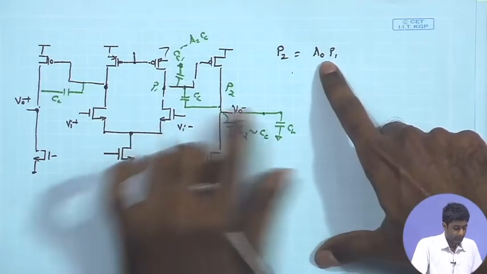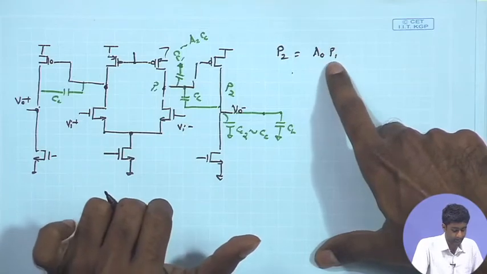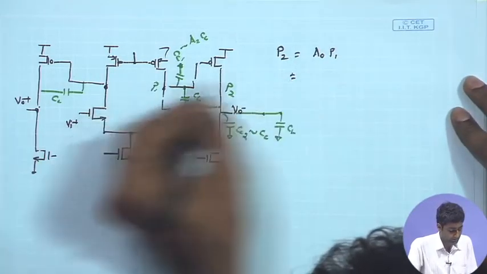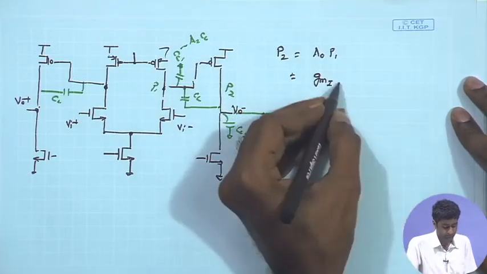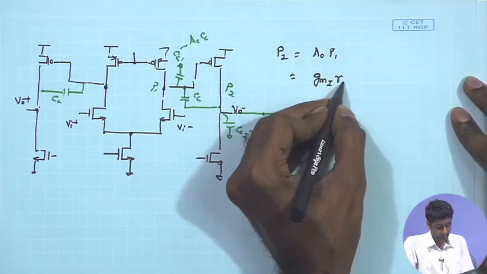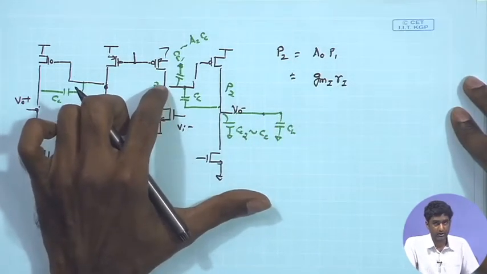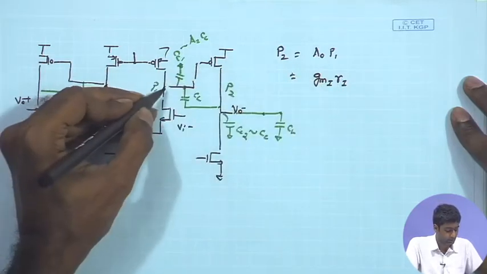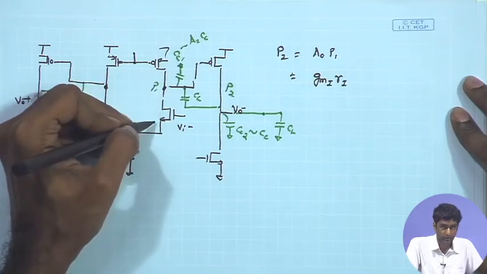And for that, first of all, we need to look at what is the P1 and what is A naught. So, for A naught I can write it down as GM1, the GM of the first stage, times R1, that is the total output resistance of the first stage, that is just ROP parallel RON. So, if I say the total output resistance at this node, that is ROP parallel RON for the differential operation.